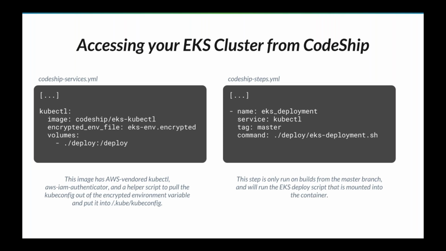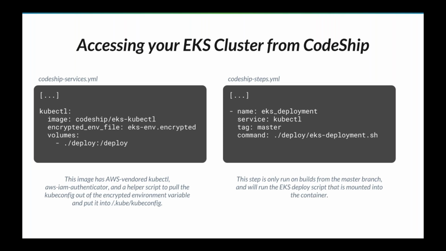Taking that service, we want to define some commands to run against it. And that's done in the CodeShip steps file. I want this step to be called EKS deployment, and I'm going to run it against the kubectl service that we just defined. The tag is really important because we don't want this to run on anything that's not the master branch. So I'm going to say tag master just to make sure that it doesn't run on staging, it doesn't run on a feature branch, it only runs after things have gone through the PR process and gotten some review from peers. And then I'm going to run my deployment command, which is just a little script that I have in the deploy folder.